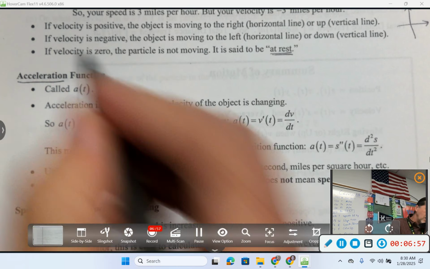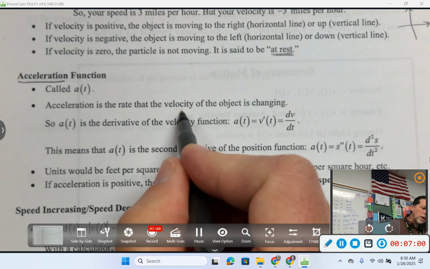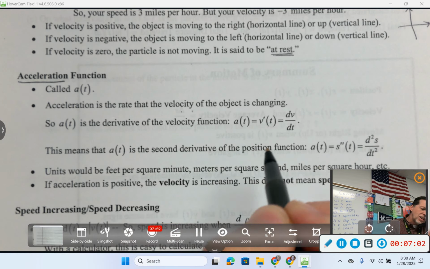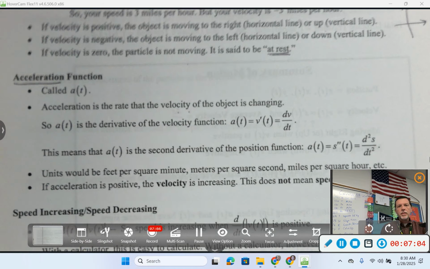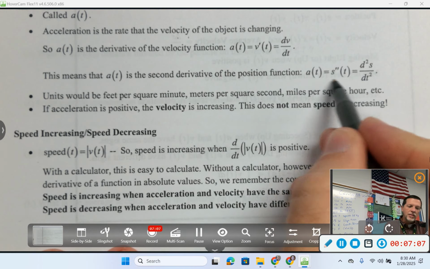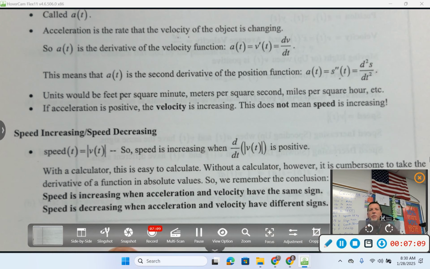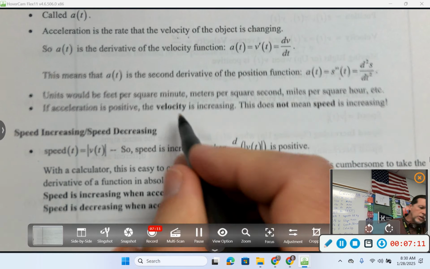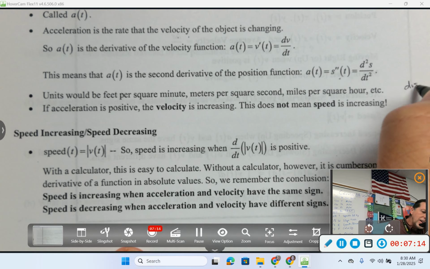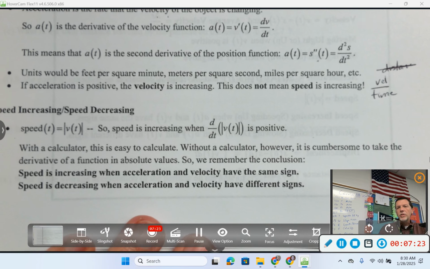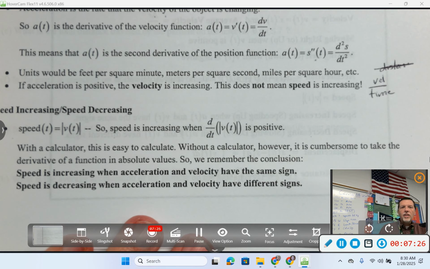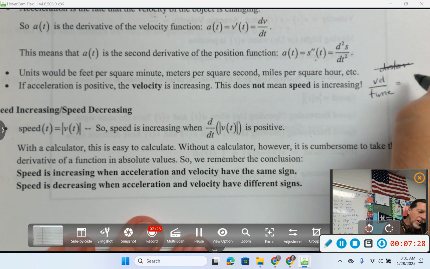Acceleration, called a of t, is the rate the velocity is changing. So dv dt. This means, some of you said this earlier, that it's the second derivative of position. So units would be anything, any distance. You know what? Let's do it this way. It would be any velocity over time. That would be your units. Now, that usually simplifies to distance over time squared.